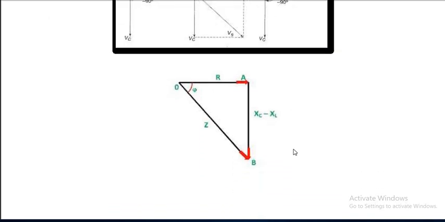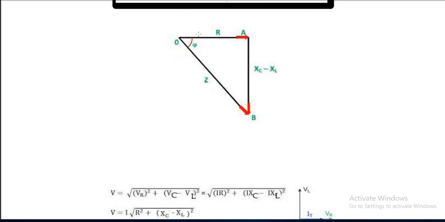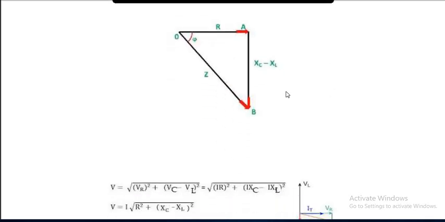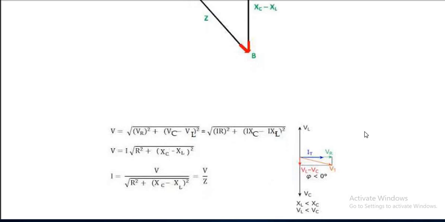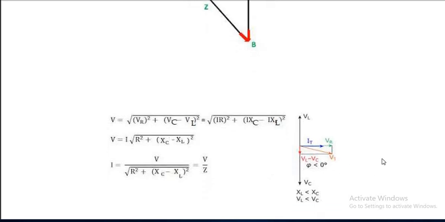So you can see in the impedance triangle over here, it is IR over here, this is I into XC minus XL, and this is IZ. So this is the impedance triangle and this was the voltage triangle. Yes, I was talking about this diagram. So the current is the reference phasor, then VR is in the same phase, and now see, VL is over here and this is VC.